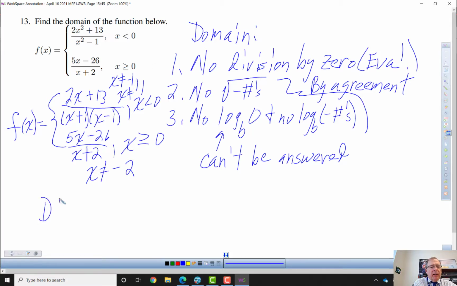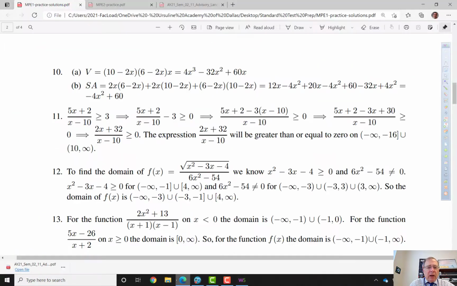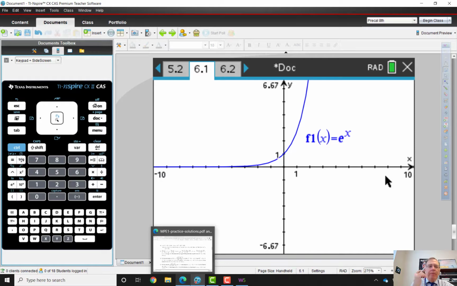So our domain in interval notation is going to be negative infinity up to but not including negative 1, union negative 1 to positive infinity. And we'll go check the answer. They agree. And then I want to show you how you can put this in the calculator.